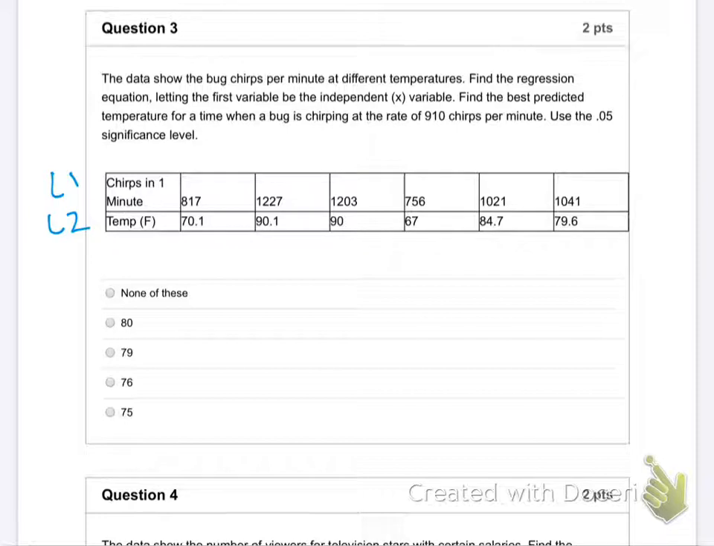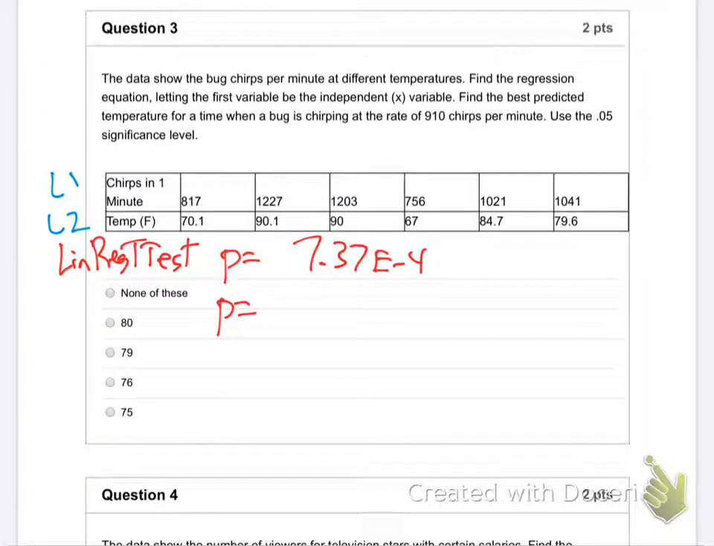So I'm getting the p-value. So I did the linear regression t-test. Linear regression t-test, and I'm getting a p-value 7.37, but we got that e minus 4 thing. So you know what that means. It goes back 4 places. So that's going to be the decimals right here. But back 1, 2, 3, 4. That brings in 3 zeros, huh? So it's 0.007.